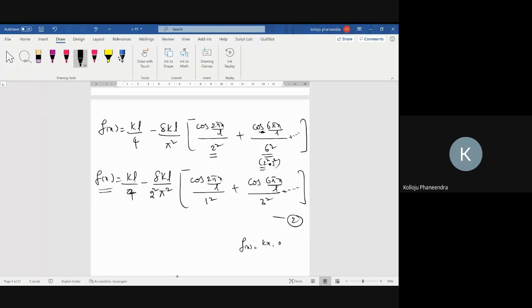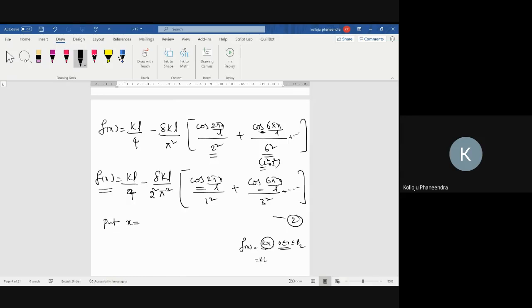0 less than or equal to x less than or equal to L by 2. At x equal to 0, what is the function value? 0. So if I put 0, this value is 1, this value is 1, everything goes to 1, and the cosine value goes to 1. So put x equal to 0. You can put L also.